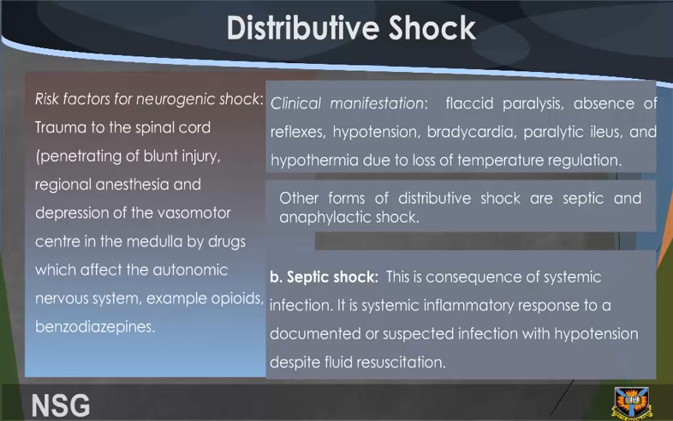Other forms of distributive shock are septic and anaphylactic shock. B. Septic shock. This is a consequence of systemic infection. It is a systemic inflammatory response to a documented or suspected infection with hypotension despite fluid resuscitation.